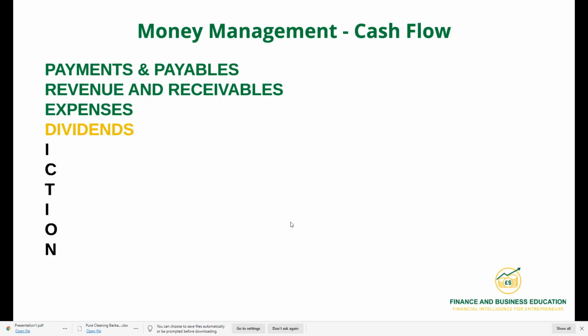All right, so far we've covered payments and payables, revenue and receivables, and expenses. Now, just to clarify, expenses are also part of payments and payables, because when you pay your expense right away, you're actually going to forecast for that. But you also need to forecast for things that you may take on credit, i.e., from suppliers, and pay in the future. That becomes a payable. It becomes a short-term liability.